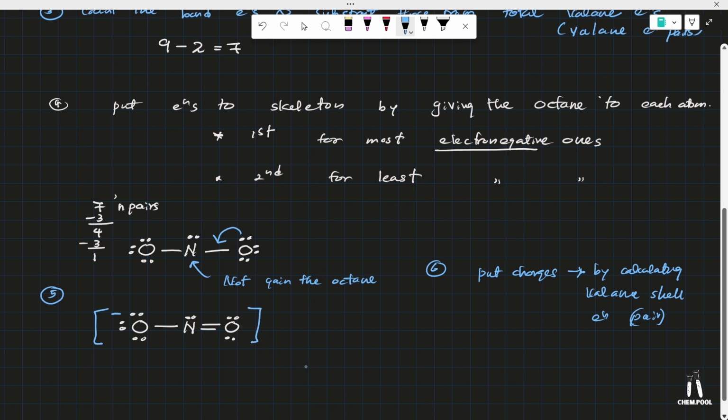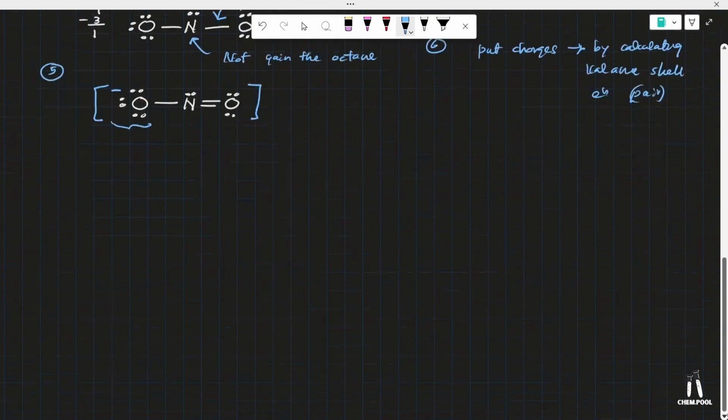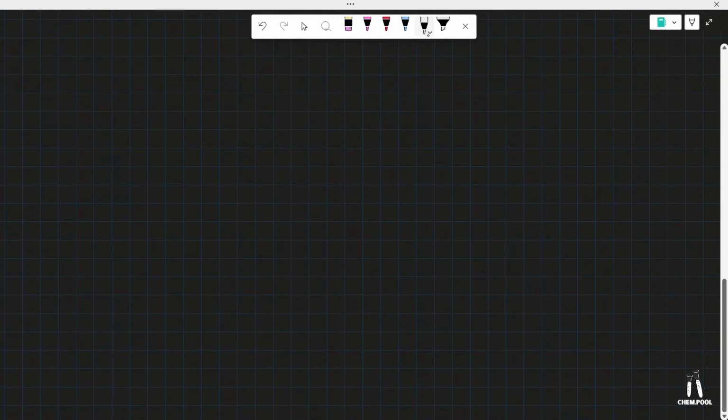nitrite ion, right? It's easy, and it's easy if you follow the correct method. It may be difficult if you do not follow the correct steps, right? Then another example, I go to the thiosulfate ion. Example number 2, thiosulfate ion.